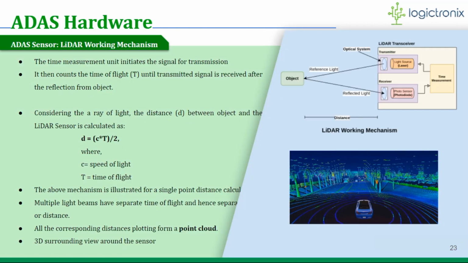Okay, the timing measurement unit has the time measuring circuitry which initiates the signal for the transmission of the laser beam and then counts the time of flight until the transmitted signal is received after the reflection from the object. So when we know the speed of light and the time of flight, then obviously d can be calculated. Okay, here d means distance. So when multiple light beams are used, each ray can have a separate time of flight and separate range or distance. When all corresponding distances are plotted, it forms a point cloud and it gives a 3D surrounding view around the sensor.